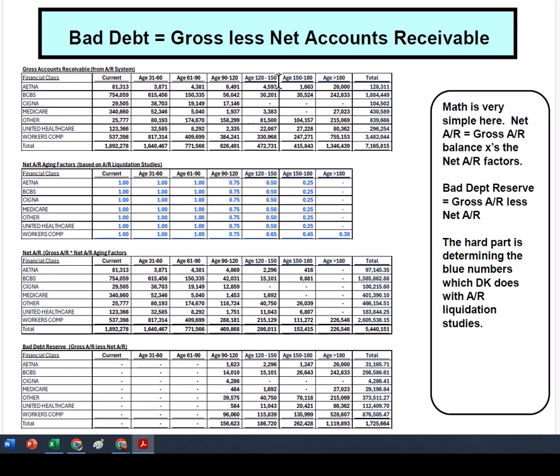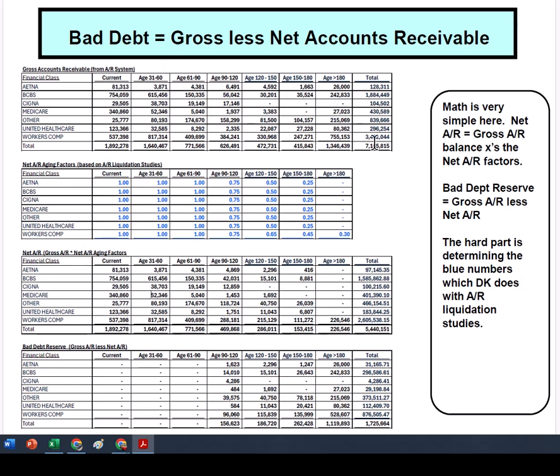Over 120 to 150, I'm valuing them at 50%. Over 150 to 180, I'm valuing at 25%. And over 180, I'm using industry standard. I'm valuing them at zero, except for work comp, which takes forever to get paid. So I'm gonna keep them valued. So I take the gross AR times the aging factors to get my net AR.